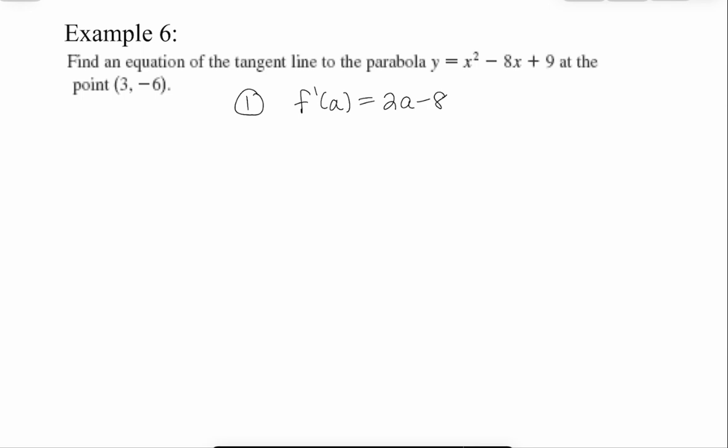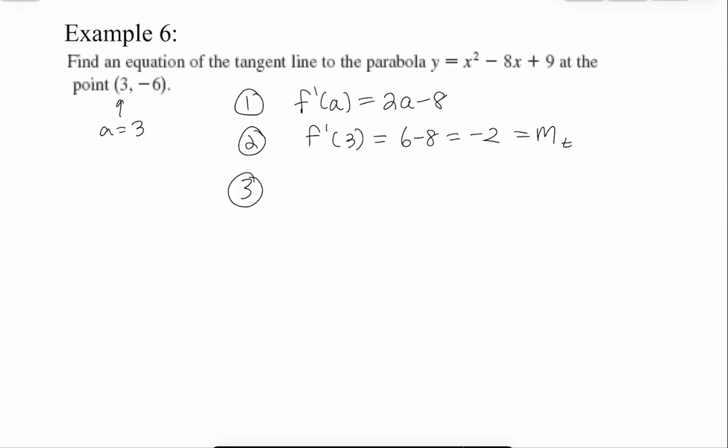Now, our a value is 3. So in the second step, if we do the derivative at 3, that's just 6 minus 8 or negative 2. That is our slope of our tangent. So the derivative equation gives us a way to find the slope of the tangent. Then step 2, you just plug your x in, in this particular case 3, to find what the actual slope value is.